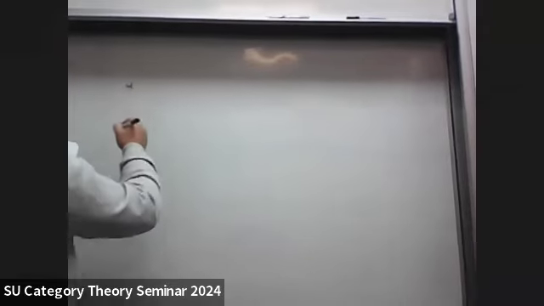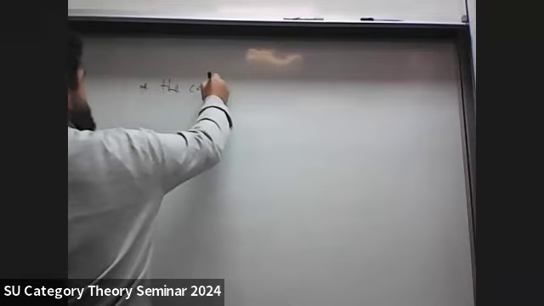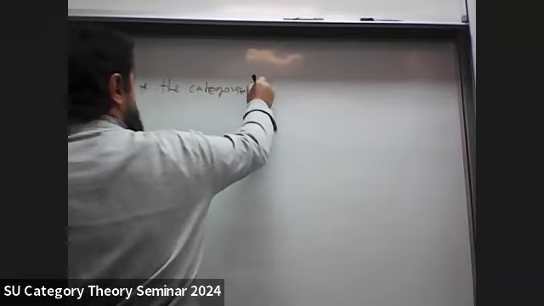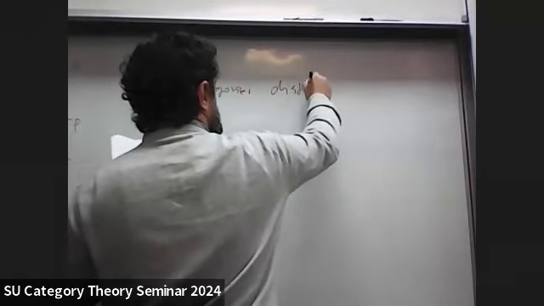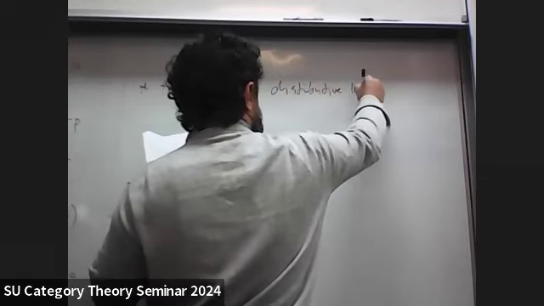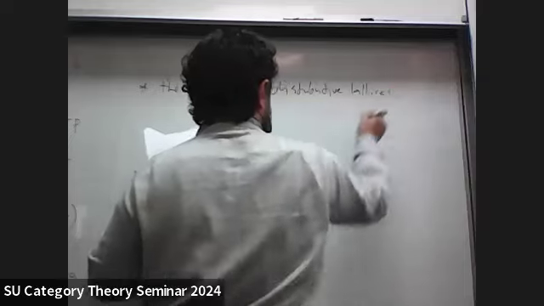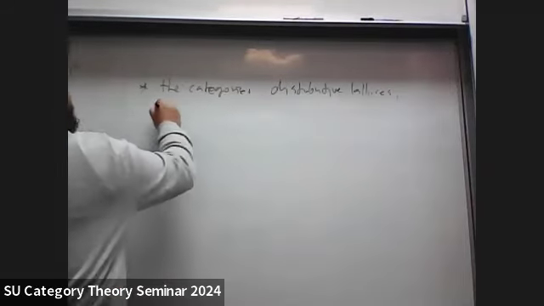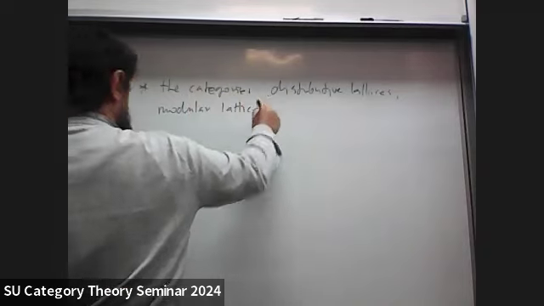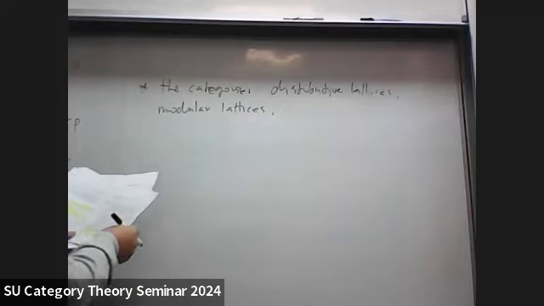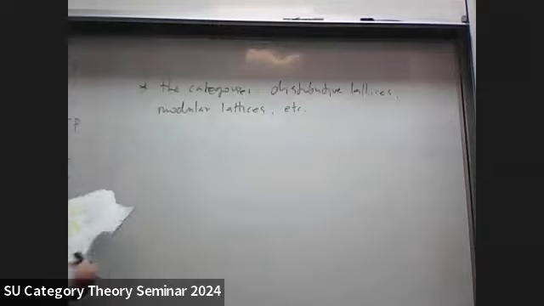Which is given by the categories of distributive lattices, but the morphisms should be chosen in a suitable way. They're not just lattice homomorphisms. There are special kinds of Galois connections. Also, modular lattices will work. And some others, which I'm going to skip now.